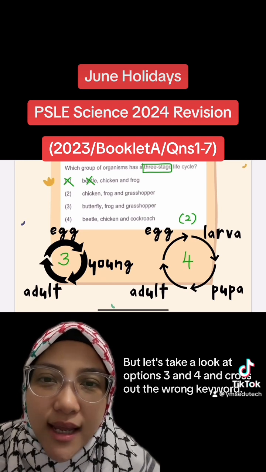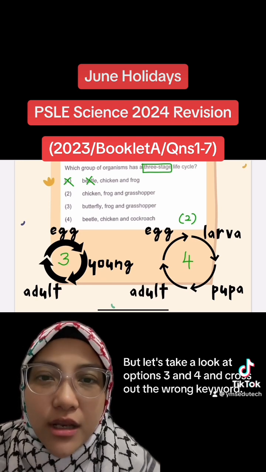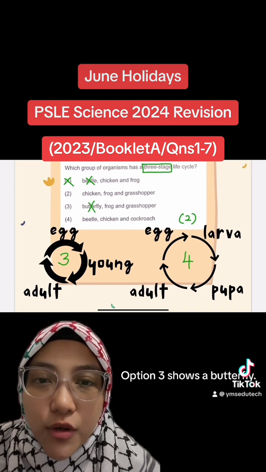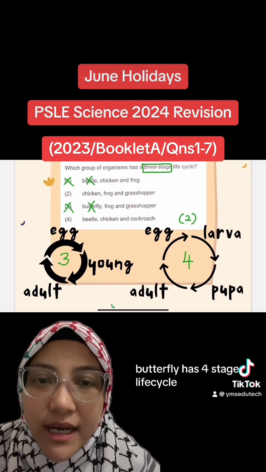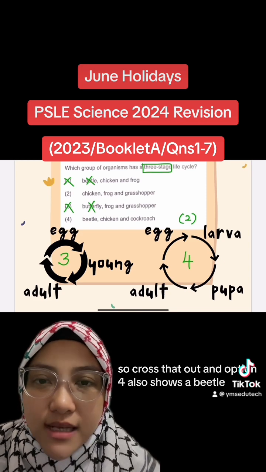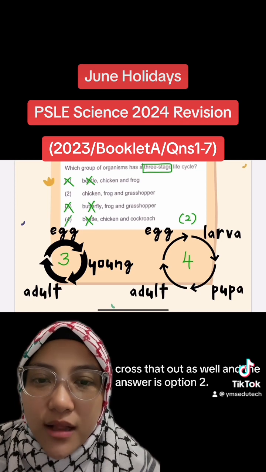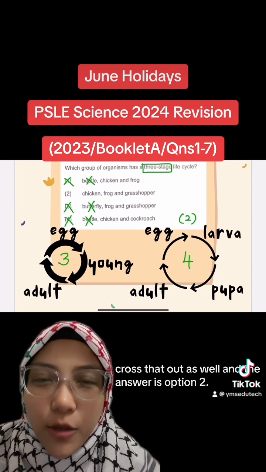But let's take a look at options 3 and 4 and cross out the wrong keyword. Option 3 shows a butterfly. Butterfly has a 4-stage life cycle, so cross that out. And option 4 also shows a beetle. Cross that out as well. Hence, the answer is option 2.